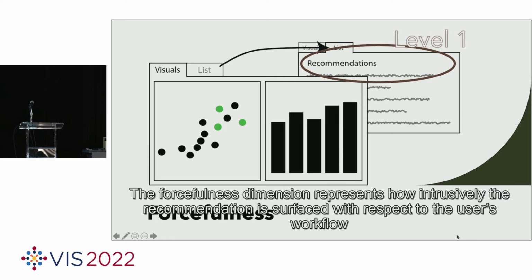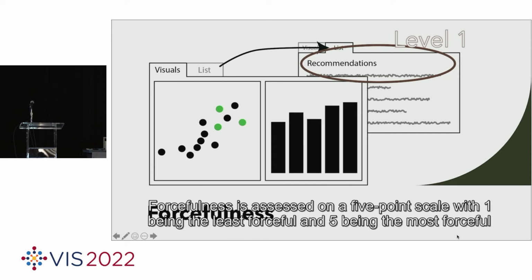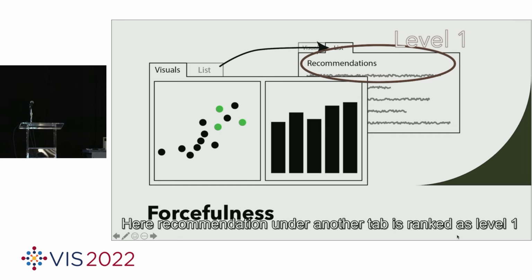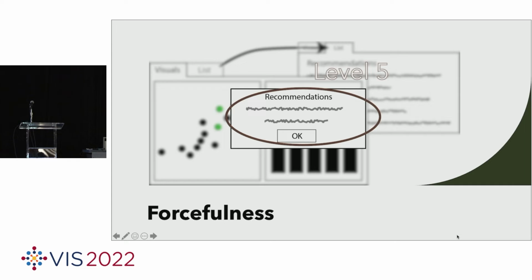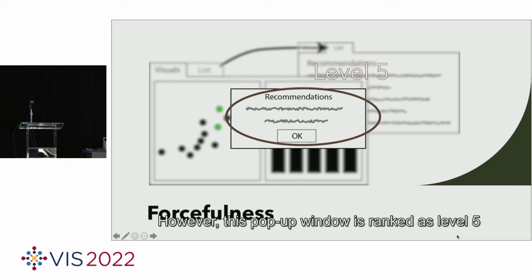The forcefulness dimension represents how intrusively the recommendation is surfaced with respect to the user's workflow. Forcefulness is assessed on a 5-point scale, with 1 being the least forceful and 5 being the most forceful. Here, a recommendation under another tab is ranked as level 1. However, this pop-up window is ranked as level 5.